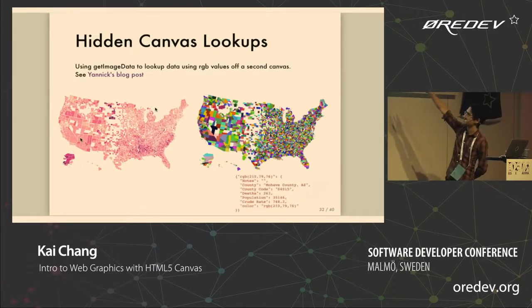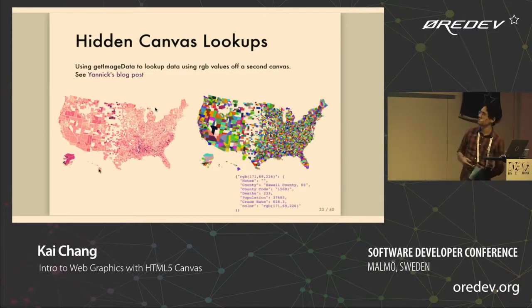And then this one is sort of hidden. There's actually quite a bit of performance savings by not actually rendering it on the page. So normally the user wouldn't see this rainbow mess. This is something that is just for you to use to support the interaction.